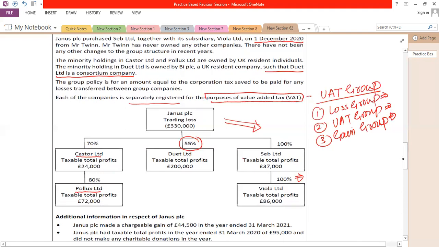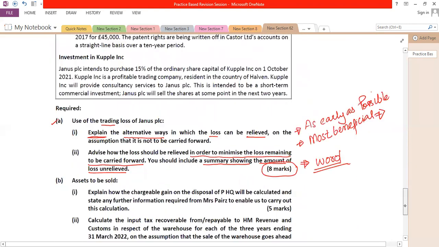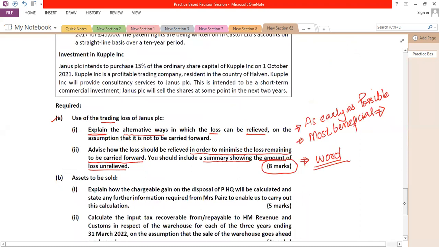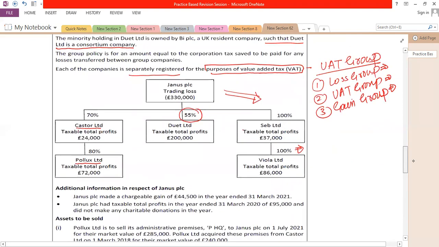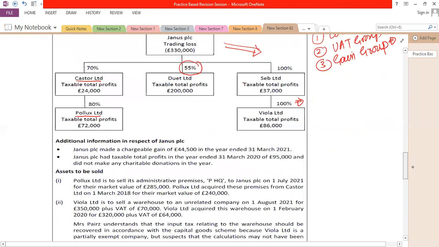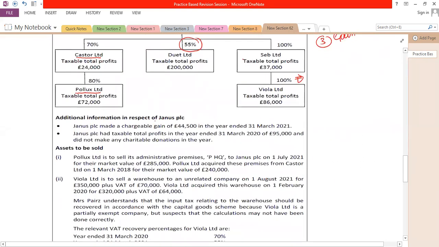So Janus PLC's trading loss is 3,30,000, and we have to explain the alternate ways in which the loss can be relieved, and then we have to offset. So we know that we have a group structure. Additional information. The company made a chargeable gain of 44,500 in the same year. The company had taxable total profit in the year ended last year of 95,000 and did not make any charitable donations in the year. So we have current year income available. We have carryback income available.